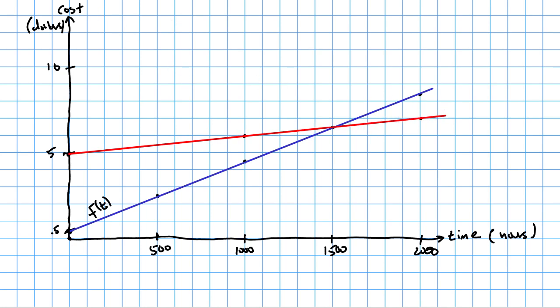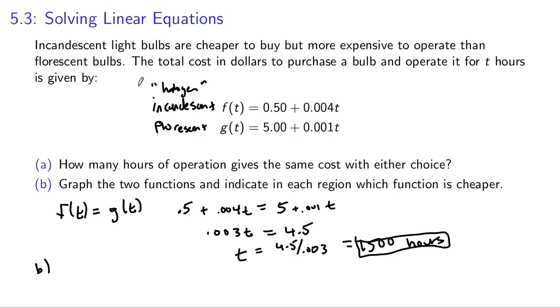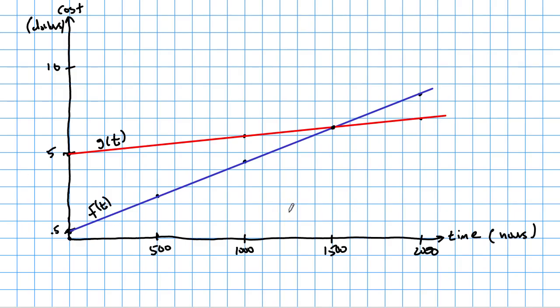And we see that the graphs cross right here at 1,500, which is what we expect. The output of F and the output of G is the same at an input of 1,500. So we've done the graphing, but the question also says indicate in each region which function is cheaper. We have a few regions here. Let's draw a little dashed line at 1,500 going up, indicating the break-even point. At this point, the functions have the same output.